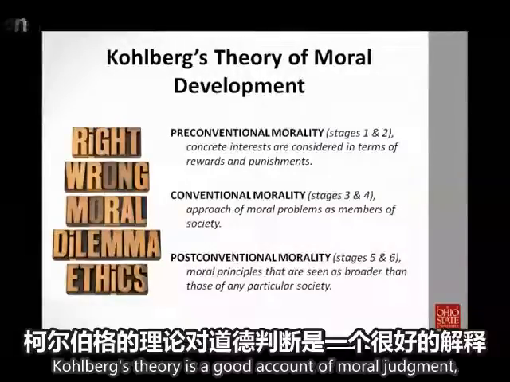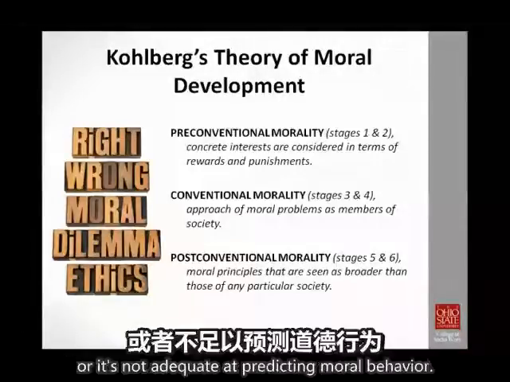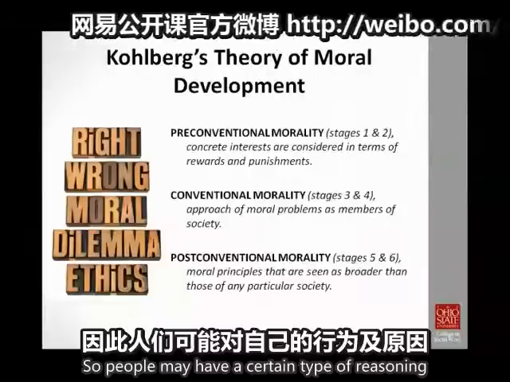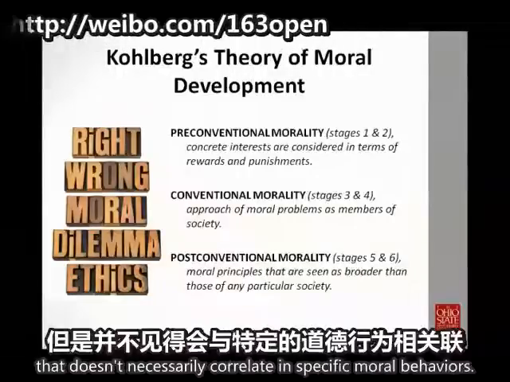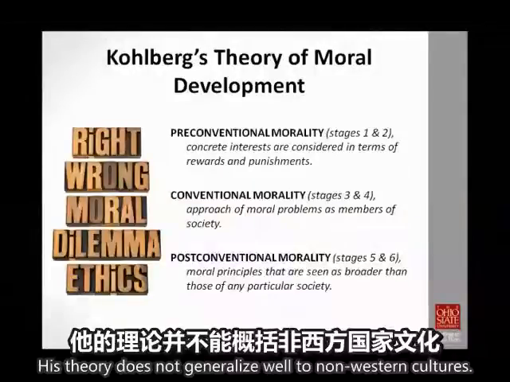Kohlberg's theory is a good account of moral judgment, but some have argued that it is not adequate at predicting moral behavior. So people may have a certain type of reasoning for why they do what they do, but that doesn't necessarily correlate in specific moral behaviors. His theory does not generalize well to non-Western cultures.